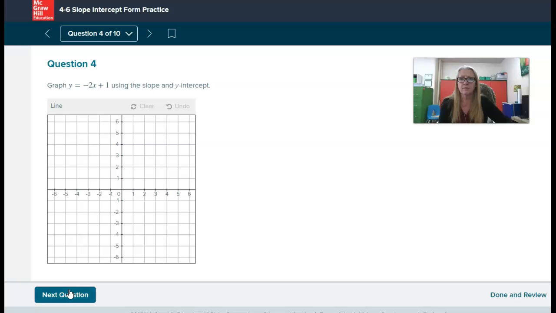Next, we have y-intercept of +1. Your y-intercept is always this number. +1 means right here on the y-axis. A slope of -2 is the same as -2/1, which is down 2, right 1. From here, we would go down 2, right 1. Put your point.